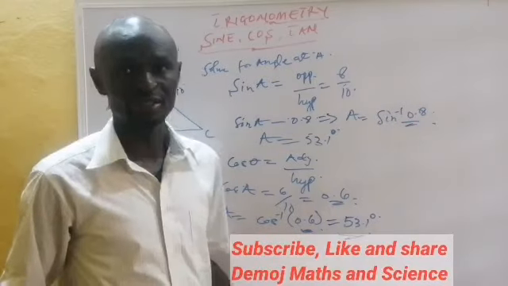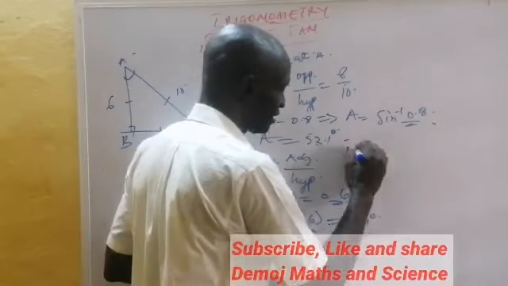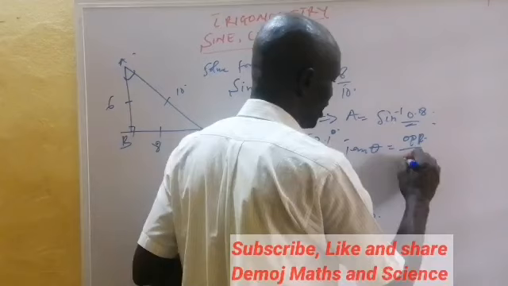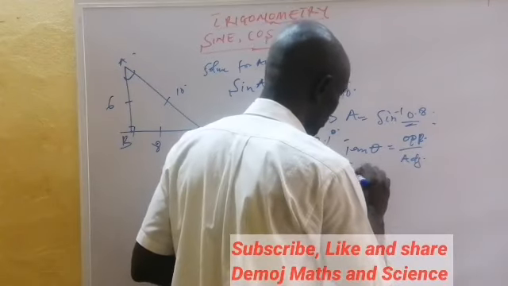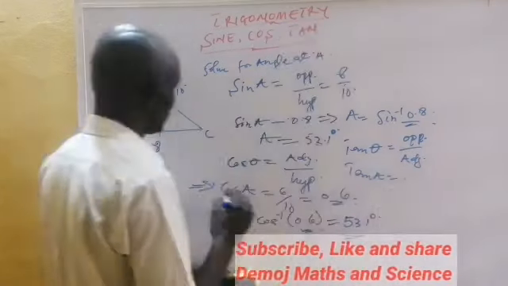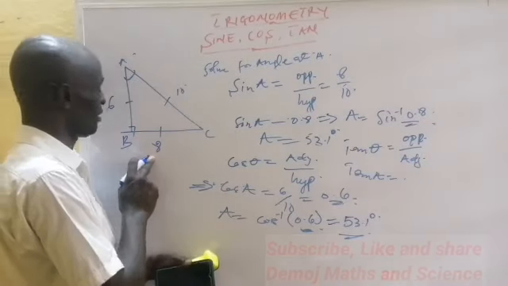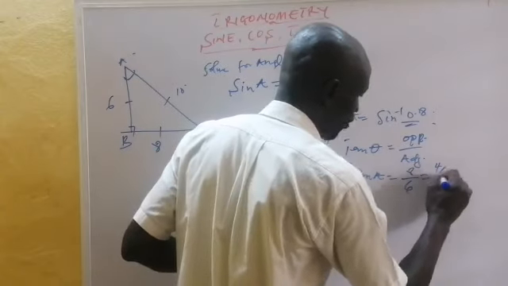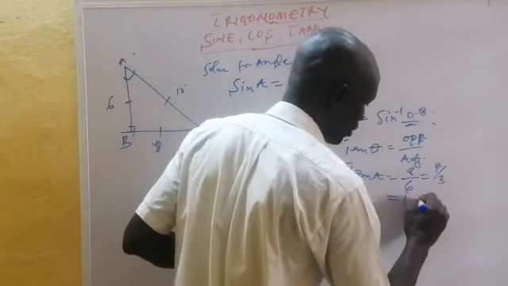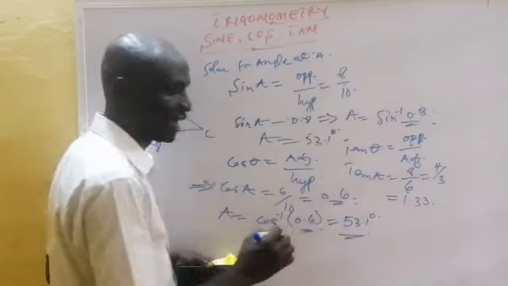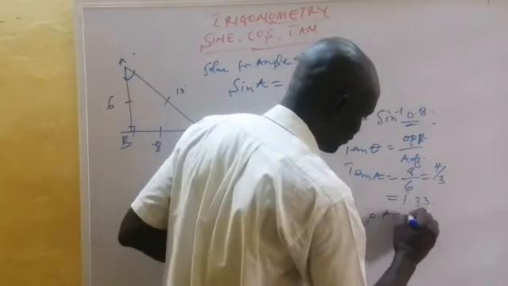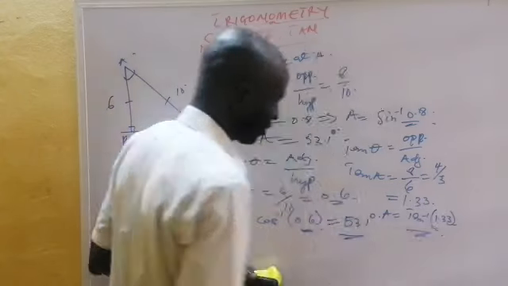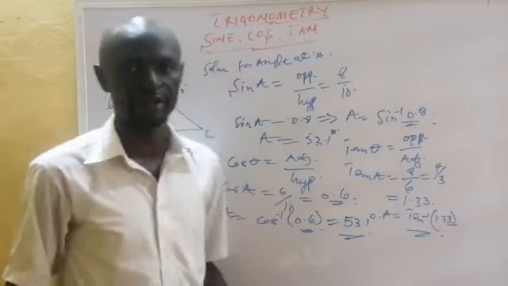You can also use tan. Tan theta is equal to opposite over adjacent. So that tan A is equal to 8 over 6. That's equal to 4 over 3, which is equal to 1.33. Now you can take the tan inverse of 1.33, which will obviously still be the same thing as what? 53.1 degrees.